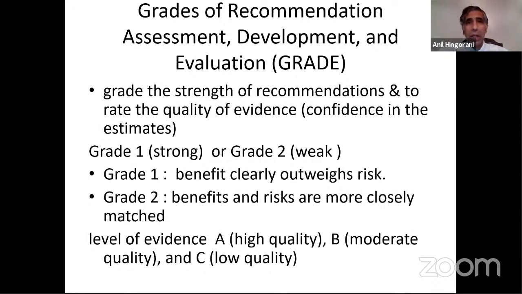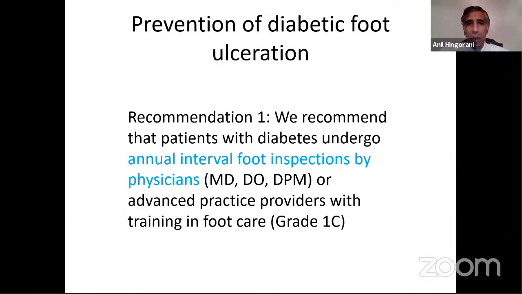We use a standard grading technique to look at these recommendations for these guidelines. And again, grade 1 was that these guidelines would clearly benefit and outweigh the risks. And the levels of evidence were level A, B, and C. Again, very standard grading for recommendations. Starting off with the basics, we suggested that patients who have diabetes undergo an annual foot inspection by a physician or an advanced care practitioner once a year, routinely. If they have a problem or not, they get an exam.